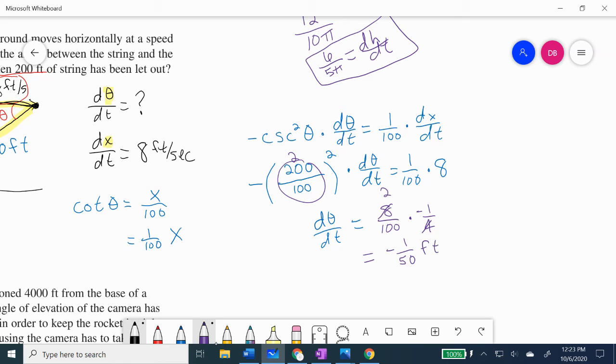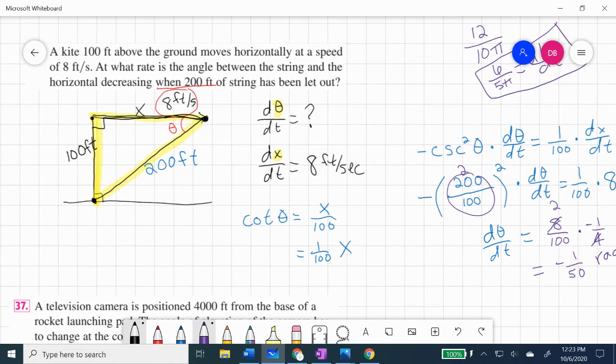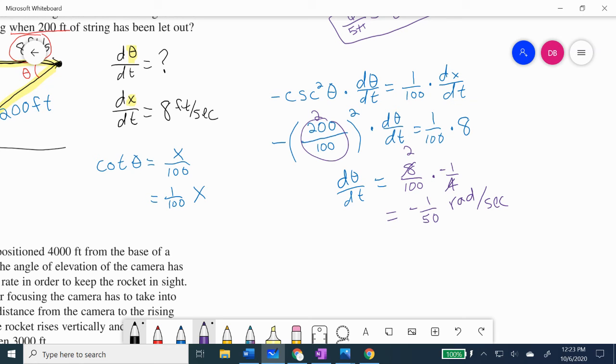And that's feet. Nope, nope, nope. Theta, theta. The units are radians per second. That is how quickly theta is decreasing. So you would say that that angle is decreasing at positive 1 over 150 radians per second.